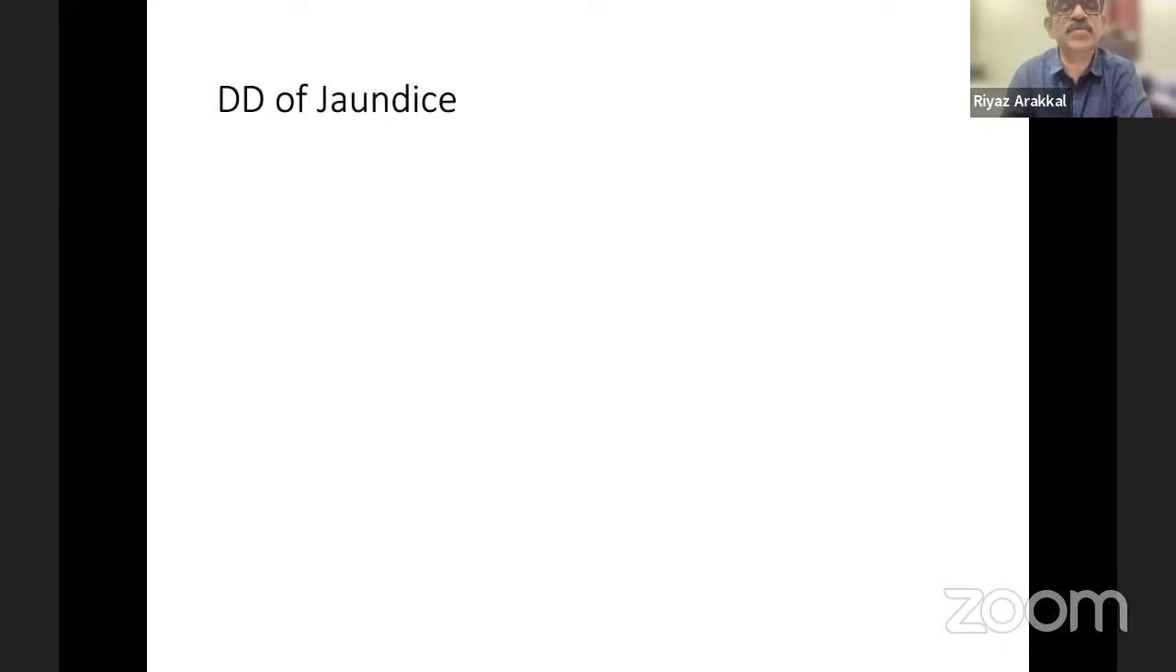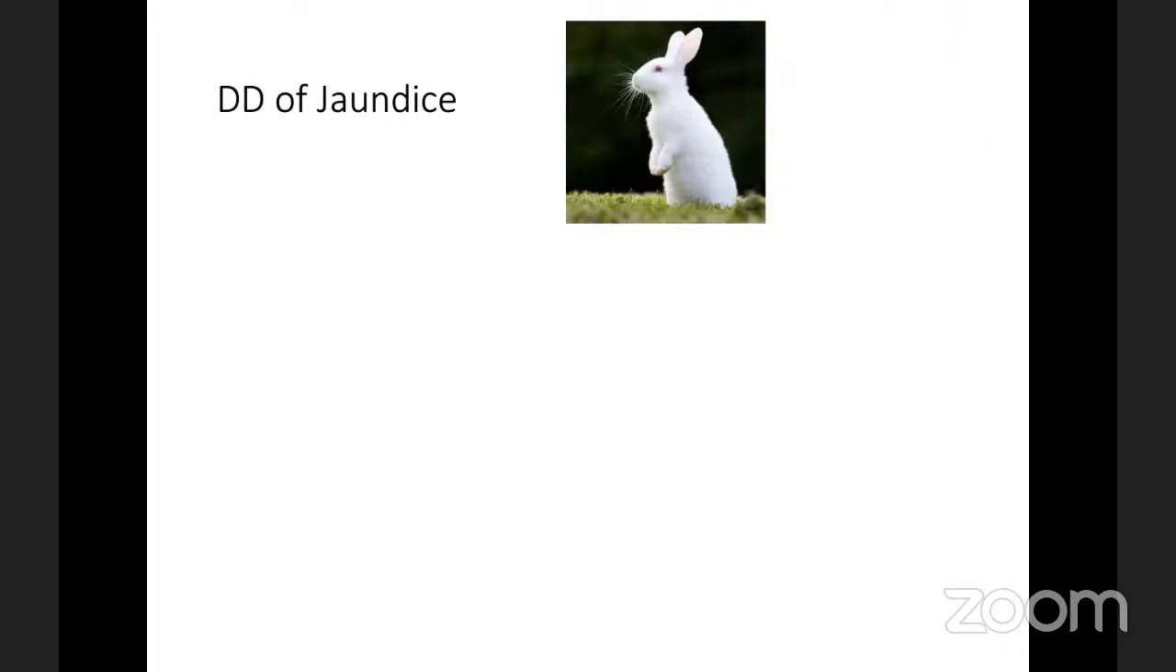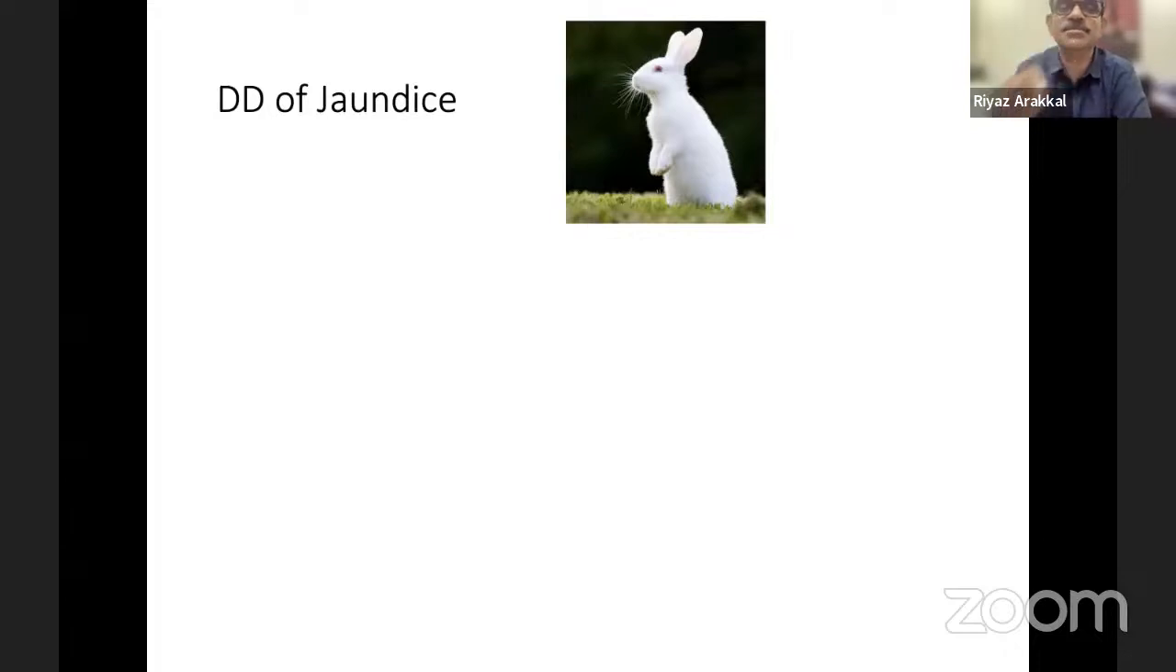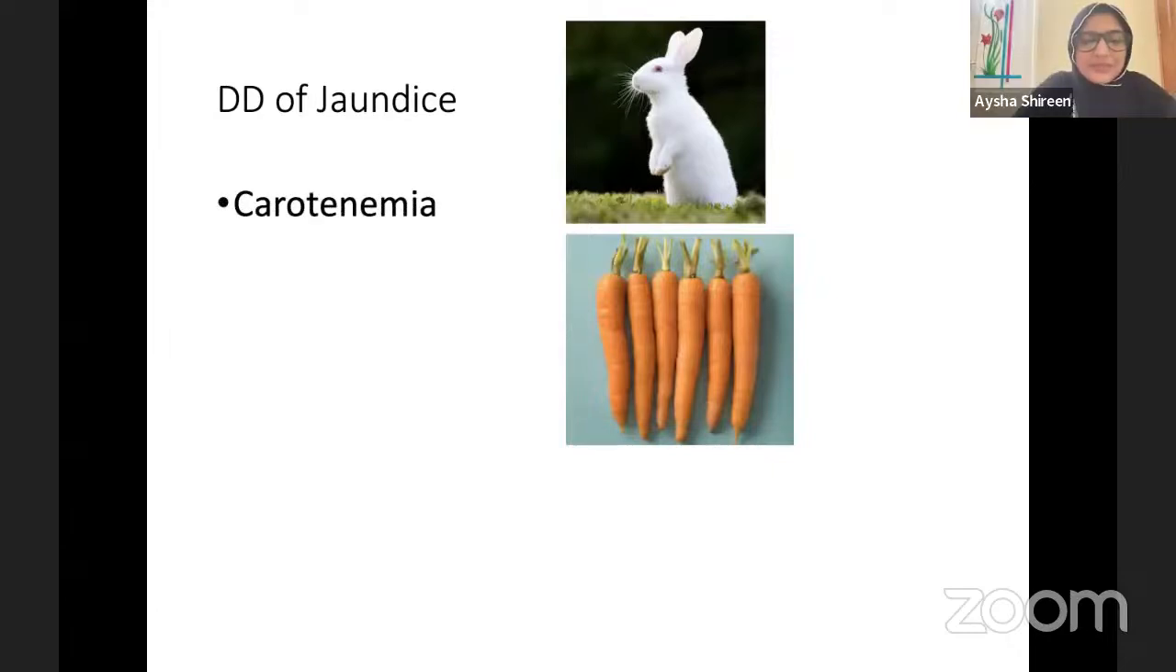Okay. Now, what is the differential diagnosis of jaundice? I'll give a clue for that. Are you ready for the clue? This is the clue. Shabila has carotenemia. How do you correlate this? This is the rabbit. A rabbit is the greatest carrot eater in the world. So theoretically, a rabbit is prone to develop carotenemia. That's why I showed a rabbit there.